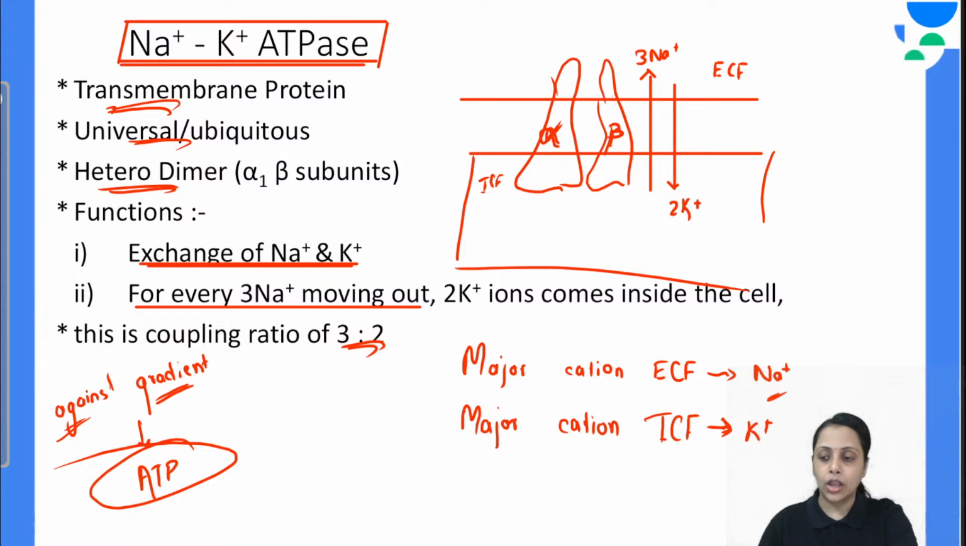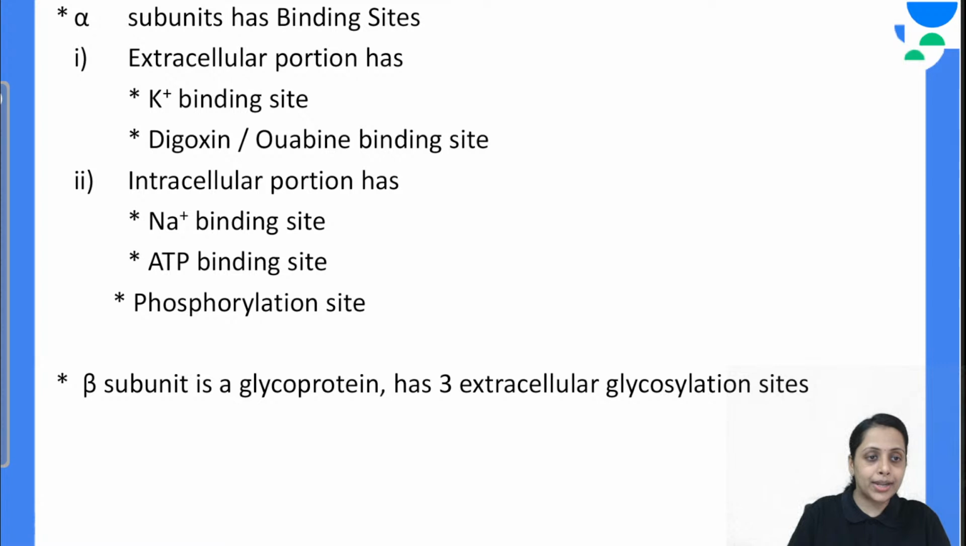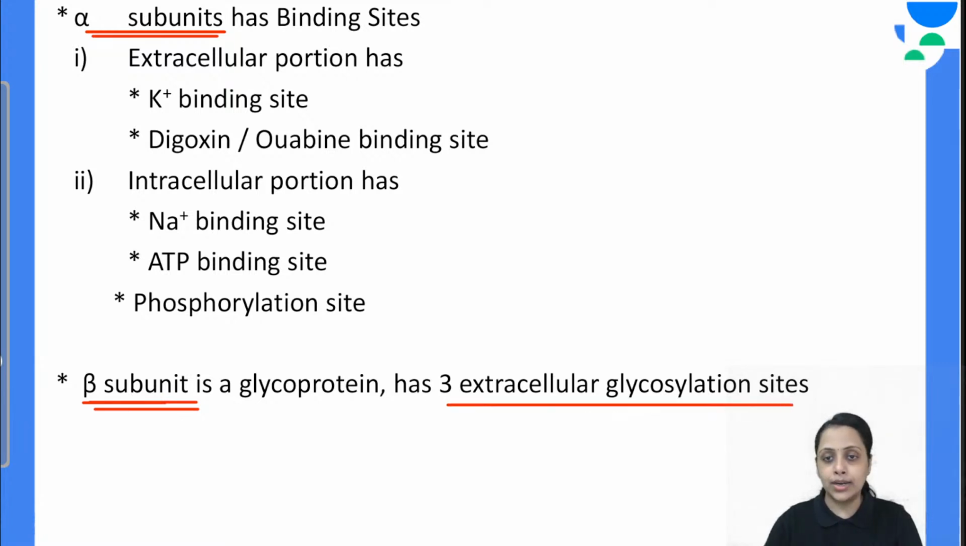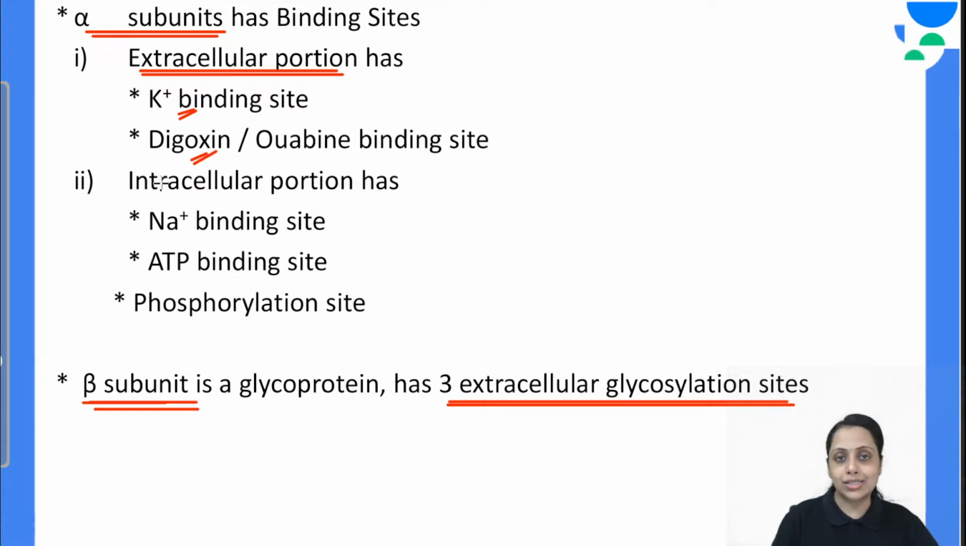Okay, fine. Moving further, the alpha unit and the beta unit have different sites. This beta unit consists of 3 extracellular glycosylation sites. The alpha unit at the extracellular position has the potassium binding site, and along with that it also has the digoxin binding site. In the intracellular position, it has the sodium binding site, ATP binding site, and the phosphorylation site.